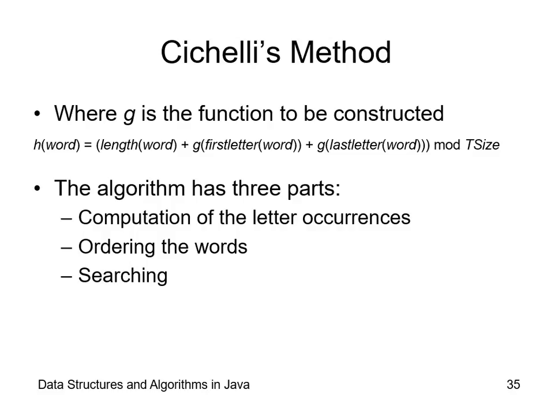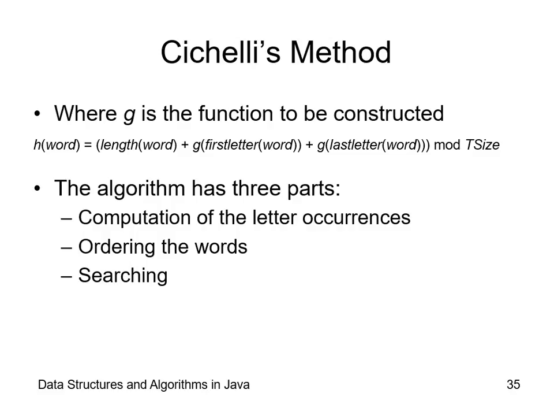You want to calculate this H. Which one don't you know? Let's say you have a word. Can you find the length of the word? Yes, you can. Can you know the first letter? Yes, you can. Can you know the last letter? Yes, you can. The mod of the size of the table, we determine how big this table is. If you want to store 100 values, then you can have T size 100. So which one is unknown? G. G is the one that we don't know.